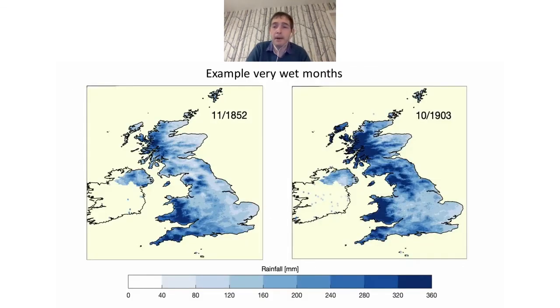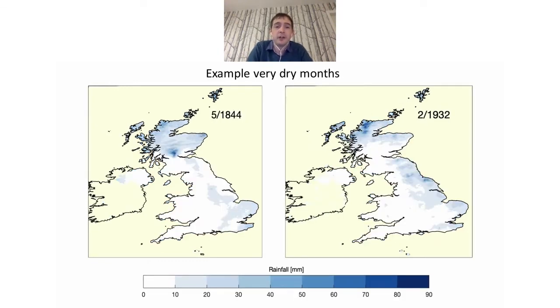And this means we can now map out some very extreme months in far greater detail than we could before, with far greater confidence. And so these are some very wet months. So we have November 1852, which wasn't mapped out before, but now we can produce this map of the very, very heavy rainfall that occurred in November 1852. And we can again map out the wettest month ever, October 1903, in much greater detail with far greater confidence than we could before. And we can also look at drought months. We can look at May 1844, again, which hasn't been mapped before, but now we can map out where the rain didn't fall in May 1844.